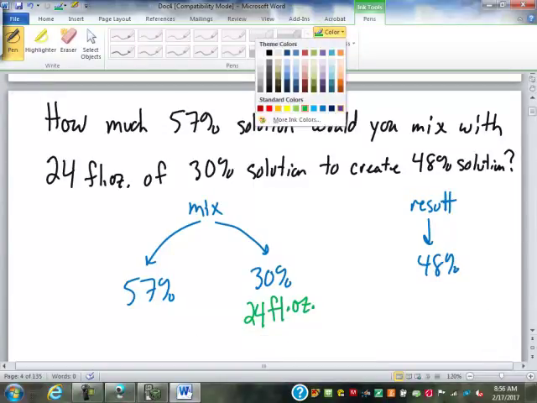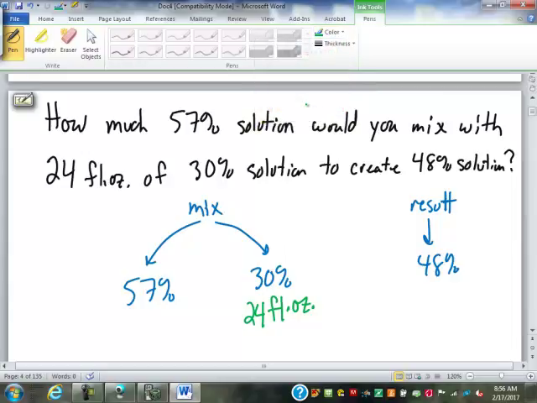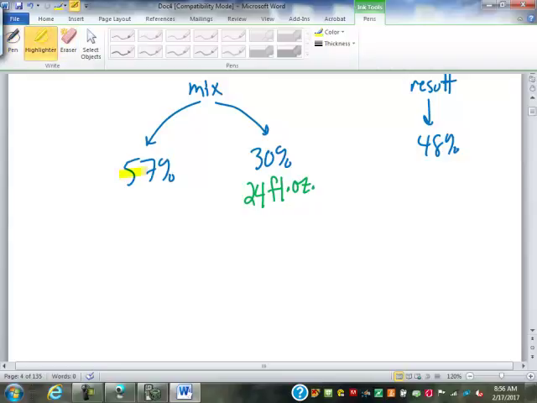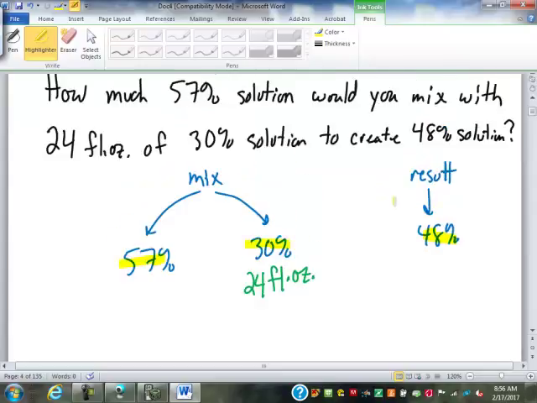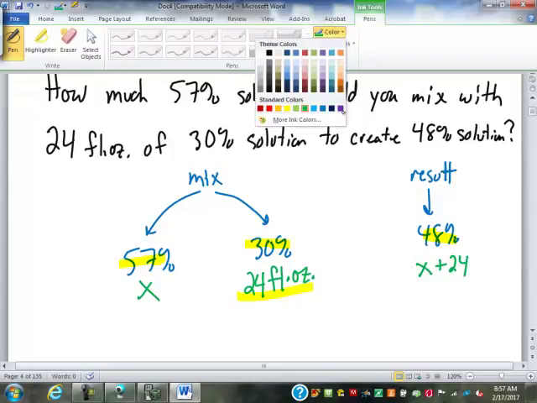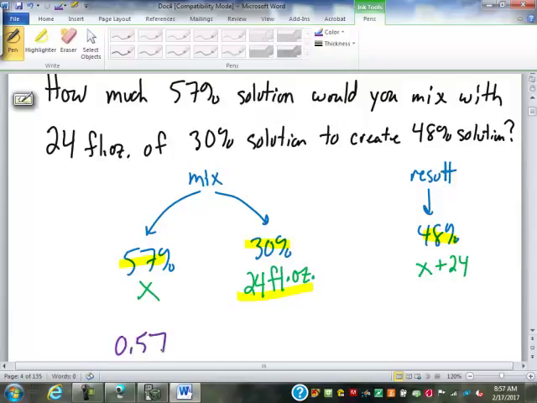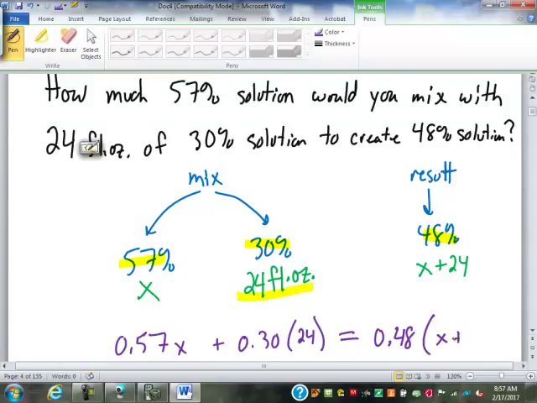Okay, let's see how you're doing here. So we're mixing 57% and 30%, trying to create 48%. And we have 24 fluid ounces of the 30%. So I need to know how much of the 57% we're going to add in. So the total amount will be x plus 24. So you got 0.57 times x plus 0.30 times 24, equals 0.48 times x plus 24.